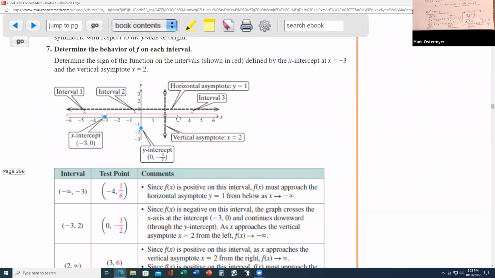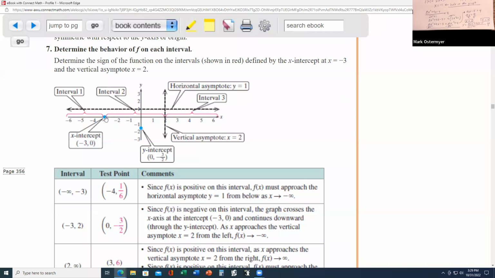Now, does the point (3, 6) lie below this horizontal asymptote or above? It lies above the horizontal asymptote. So therefore, we can sketch the graph now. We know enough about this. We start from left and work to the right. We had our point (-4, 1/6), which is going to be right here.